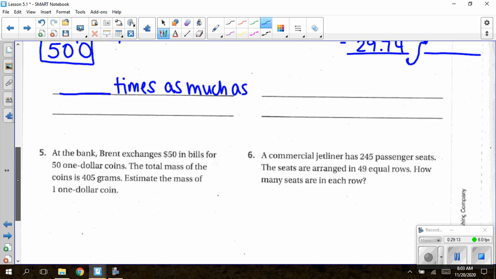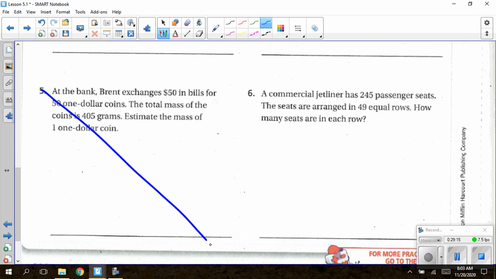Now for question number 5, we are going to cross off. We are not completing that question today for our homework. And finally, for question number 6, you will be doing this problem. It says a commercial jetliner has 245 passenger seats. The seats are arranged in 49 equal rows. How many seats are in each row?